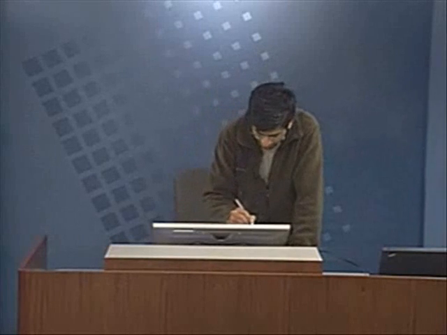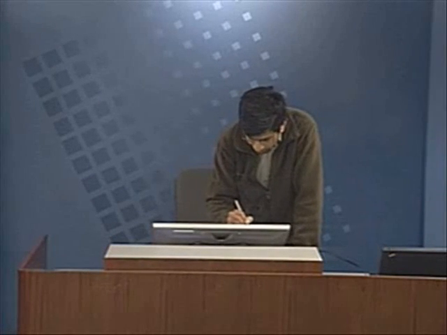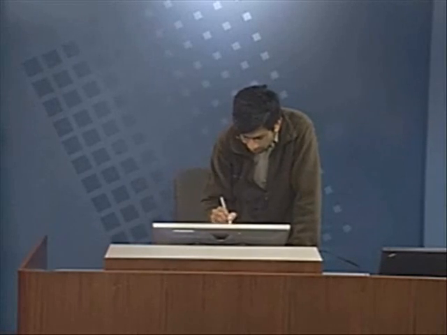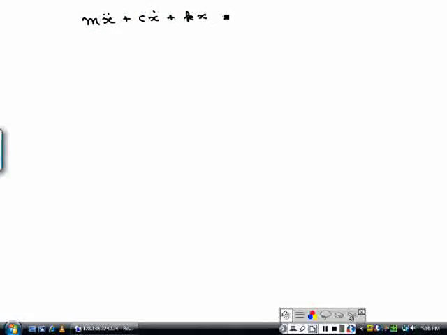So what we have here is a system of the form m x double dot plus c x dot plus k x equals some f of t, where this f of t is a driving force. Before, we had zero; there was nothing driving the system. The only thing that was causing the system to move was what we did initially, initial displacement and velocity. Now we have this thing driving the system.